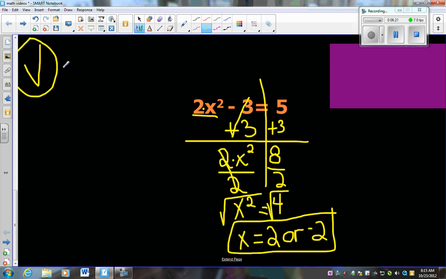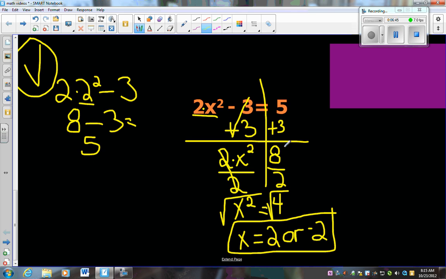I fill in 2 for my x. I do 2 times 2 squared minus 3. I got to make sure I follow my order of operations here when I'm solving. I do my exponents first. 2 squared, 2 times 2 is 4. And then I multiply it by 2, which is going to give me 4 times 2 is 8. And then I take 8 minus 3, which gives me 5. Good stuff. All right, and then I'm going to go ahead and fill in my second solution to my equation, which is negative 2. 2 times negative 2 squared minus 3. Negative 2 times negative 2 gives me positive 4. 4 times 2 gives me 8, and 8 minus 3 gives me 5.